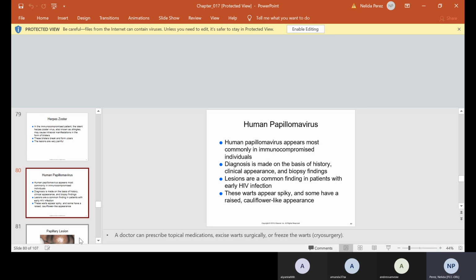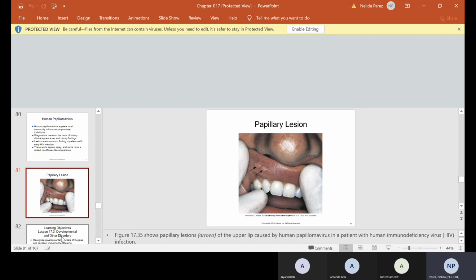Now, I know you probably heard of this because there are a lot of commercials on human papillomavirus. It's also common in immunocompromised individuals. The diagnosis is made on the basis of history, clinical appearance, and biopsy findings. Lesions are a common finding in patients with early HIV infection, and these warts appear spiky, and some have a raised cauliflower-like appearance, and they may look like that.